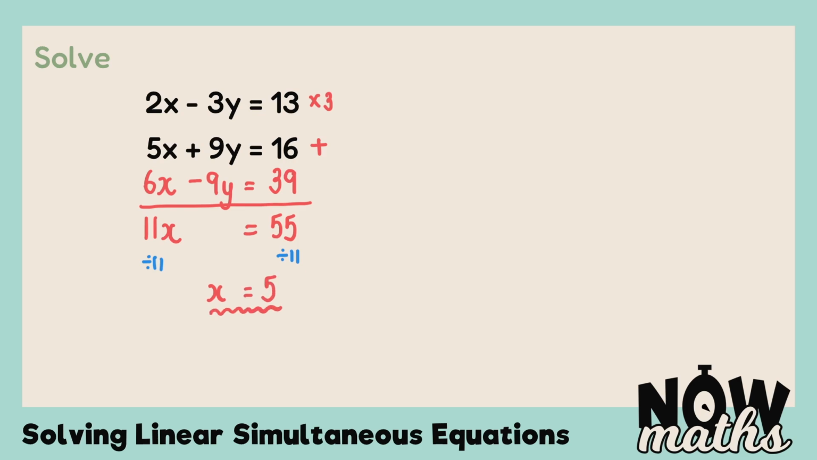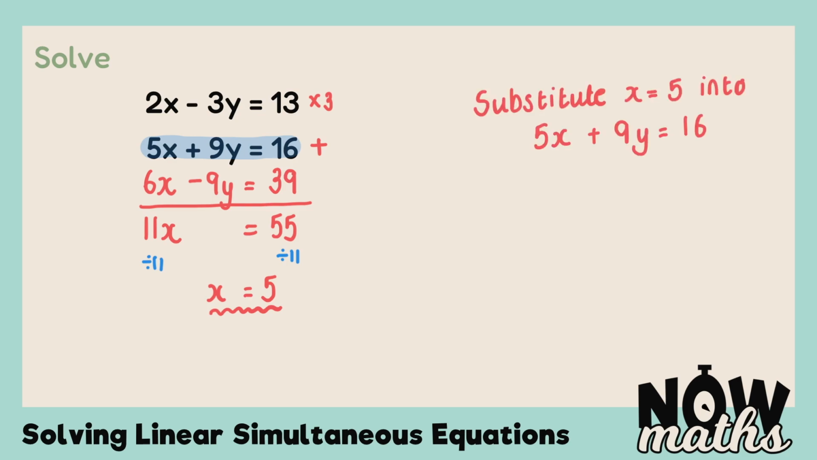We now substitute this value back into one of the equations that we started with, and for this set I'm going to choose to substitute into the second equation because the numbers are all positive. So we're substituting x equals 5 into 5x add 9y equals 16. So when we replace x with 5, 5x becomes 5 multiplied by 5, which is 25. Add 9y equals 16.